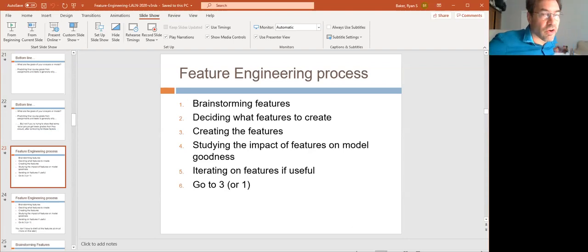I'll pause just a second. I don't see any questions popping in the window. You're welcome to ask questions in the window.